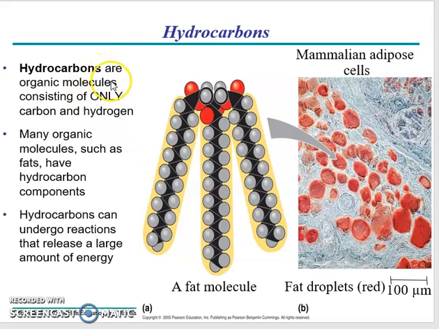Hydrocarbons only consist of carbon and hydrogen as compared to carbohydrates, which are carbon, hydrogen, and oxygen. Okay, so again, we're splitting hairs with all these chemical names, but we'll work with these and they'll eventually sink in. So many organic molecules, such as fats, have hydrocarbon components. And because, look at all the bonds here that must be there, okay? Because there's so many bonds, these molecules can release a lot of energy.